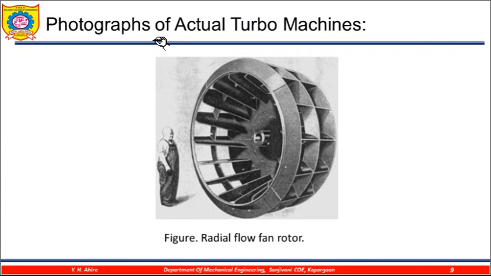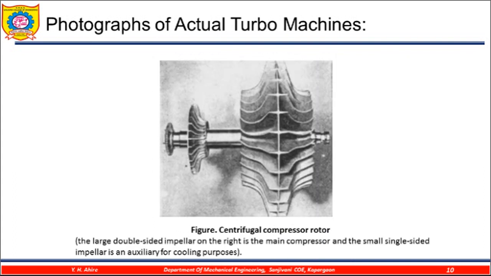Now these are some photographs of actual turbo machines. This is the impeller of a radial flow fan, the rotor of a radial flow fan. You can see the actual pictures and the actual dimensions. Next, this is the centrifugal compressor rotor, a large impeller, and this one is a small impeller provided on one common shaft.